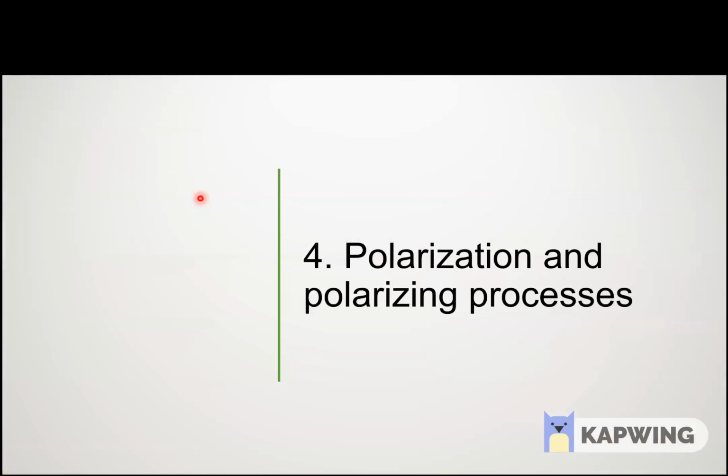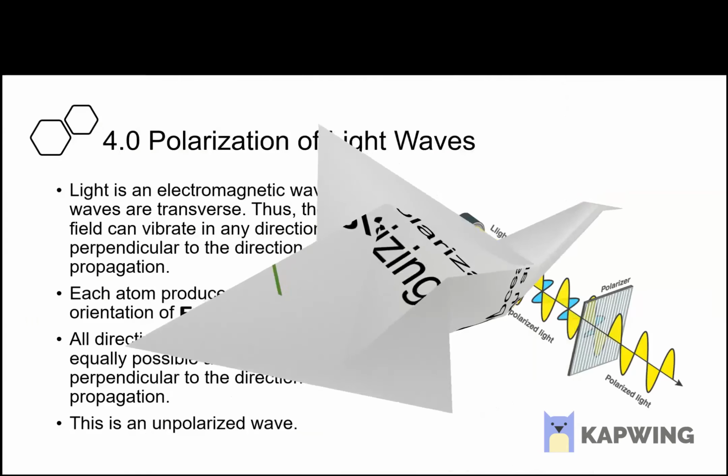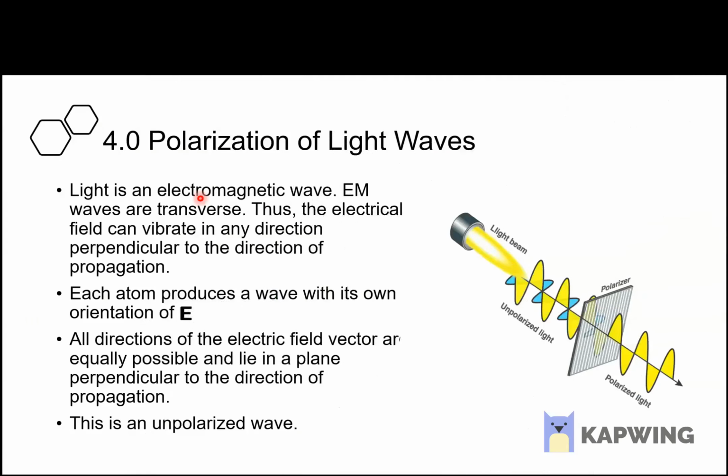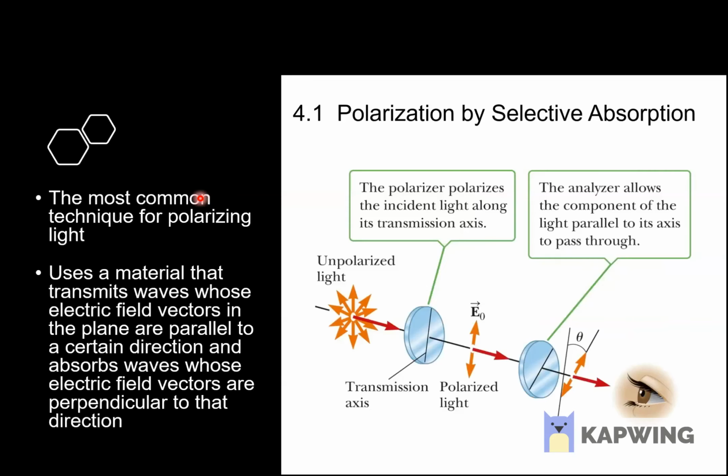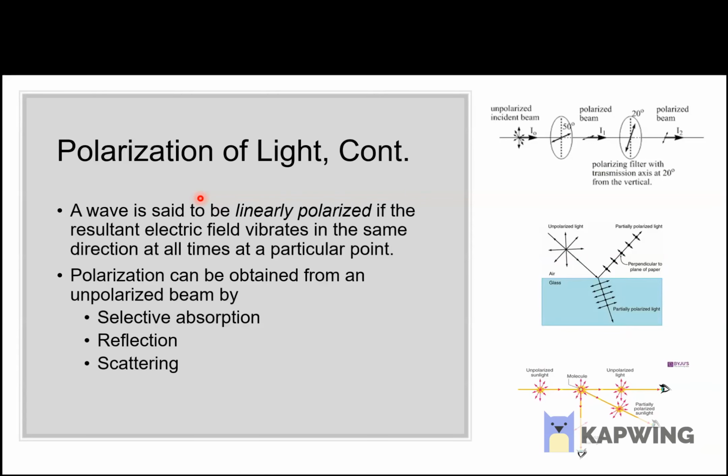You will learn about polarization and the polarizing process. Okay, in the polarization process, it can be divided into three processes, which are selective absorption, reflection, and scattering. Okay, all three of these processes will be explained more deeply in this chapter.